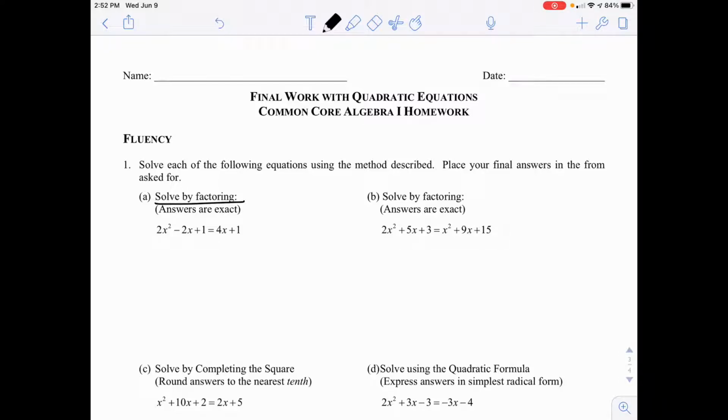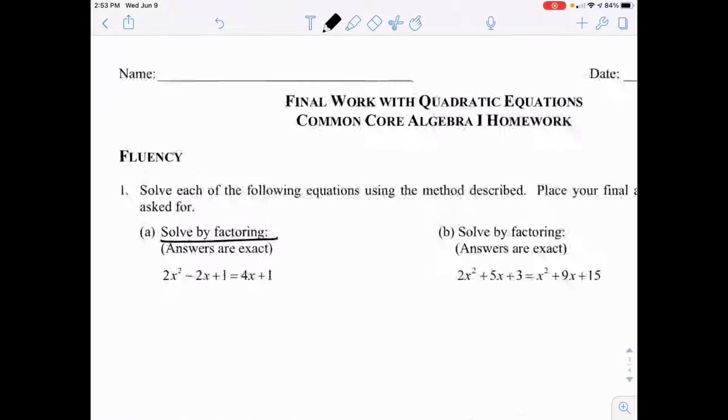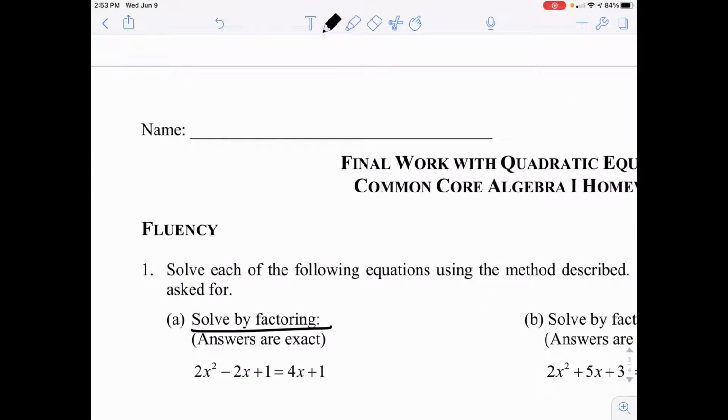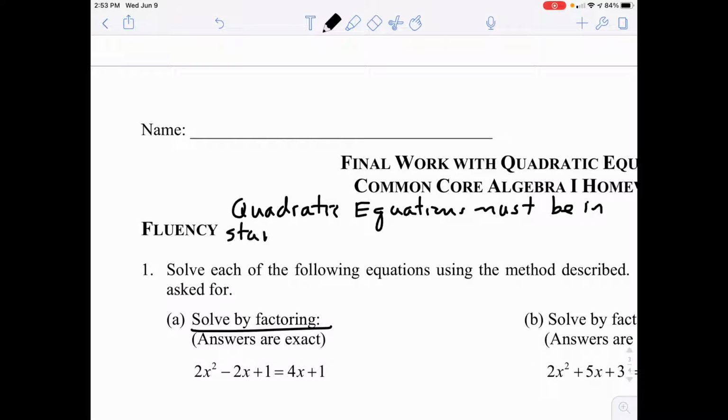Solve by factoring. Well, first thing you have to remember to do is that to solve a quadratic, quadratics must be in standard form. What is standard form again? ax squared plus bx plus c equals 0, where a is the term in front of x squared, b is the term in front of x, and c is the term by itself.